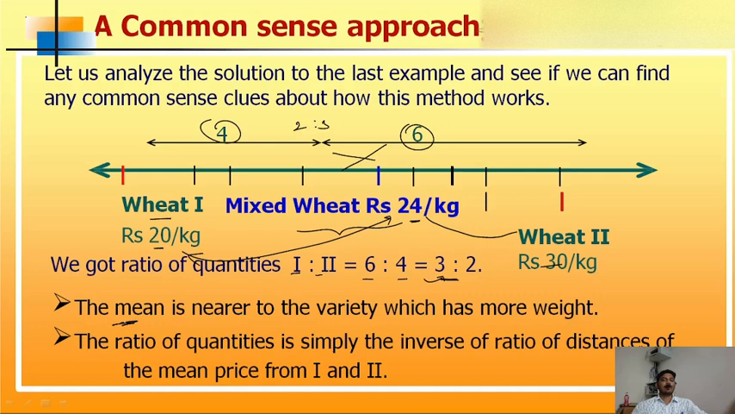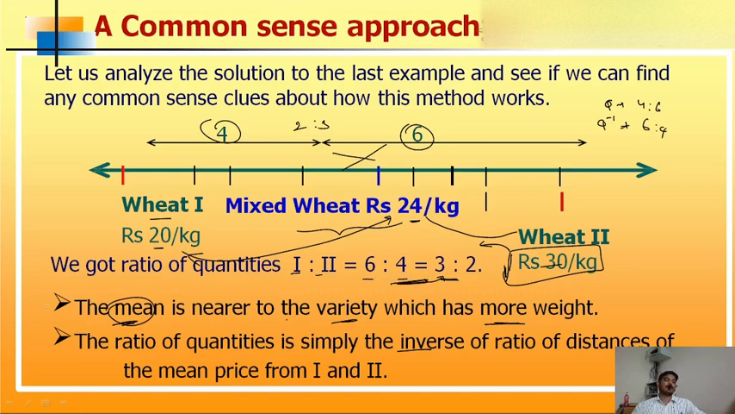The mean, or the average or middle value, is nearer to the variety which has more weight. Here the one with more weight is 30, so our mean value is also very near to that one. Next, the ratio of quantities is simply the inverse ratio of the distances of the mean point. If we consider the distances here, it will be 4 is to 6, and we need to take its inverse, which will be 6 is to 4.